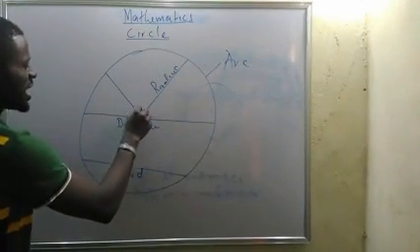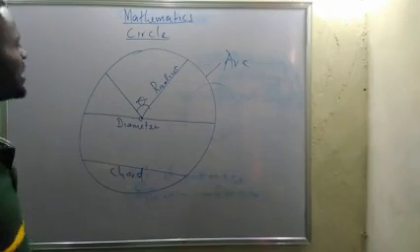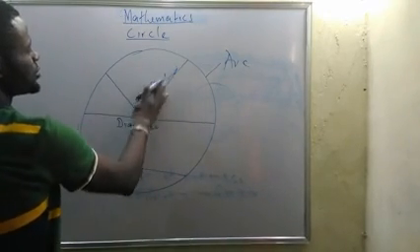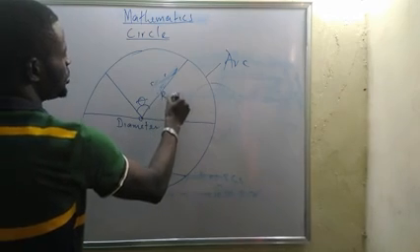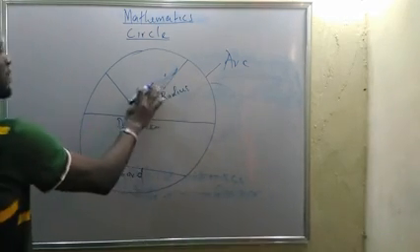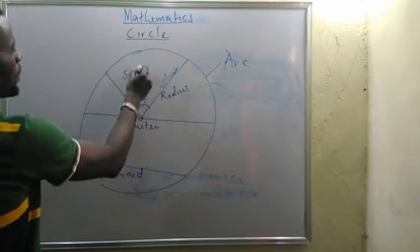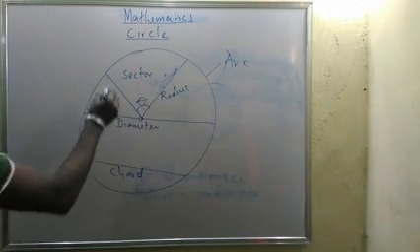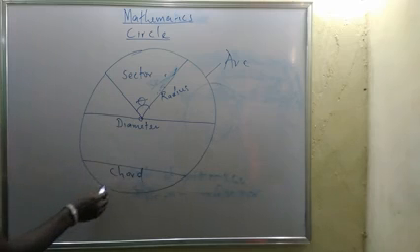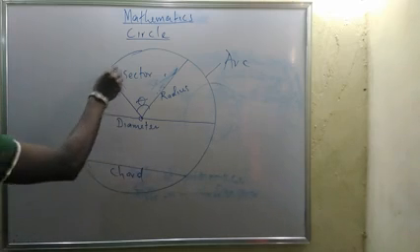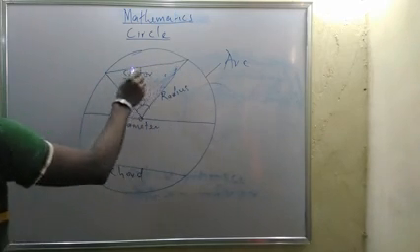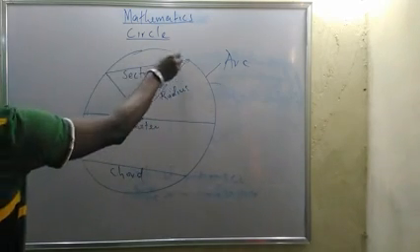Now, I have a theta here. This is my theta. Now, this particular part, the whole part of this, let me put my radii here, so that I will be able to show it. Now, this particular part, we call it a sector. Now, we have a sector. The whole of this part is a sector.